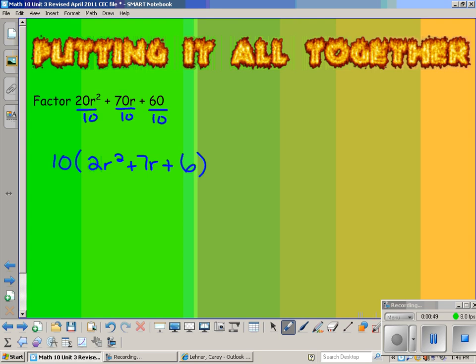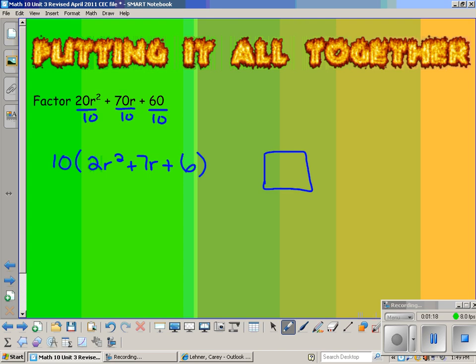Now I may or may not be finished. Being able to do this step is a level 3 procedure. Getting to level 4 is looking to see if I can go further. So I take that trinomial that I have inside my parenthesis, and I check to see if I can factor it a different way. Can I use the box method? Is it a difference of squares? Is there a different shortcut?